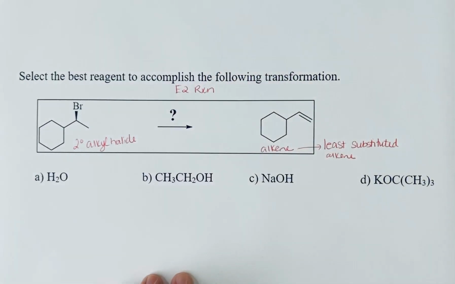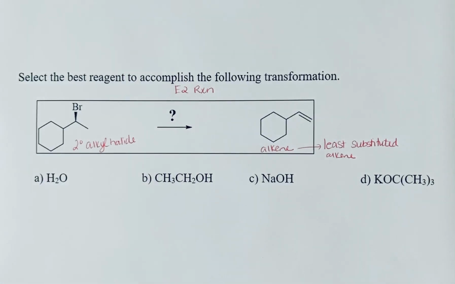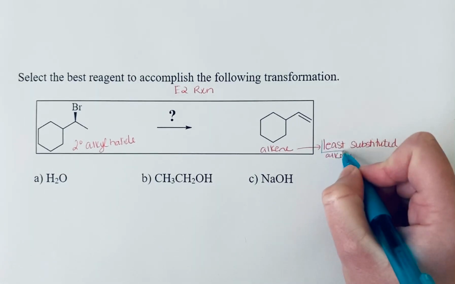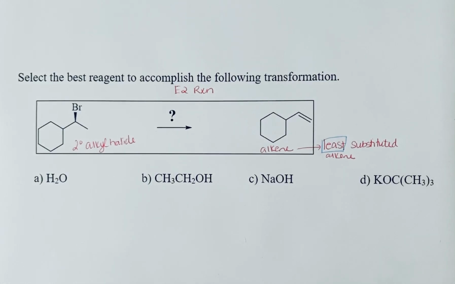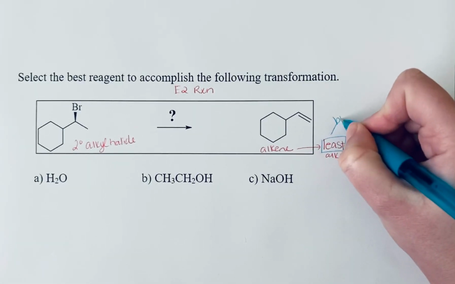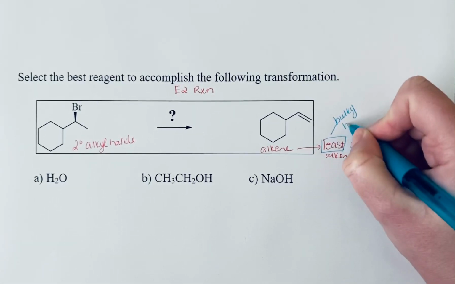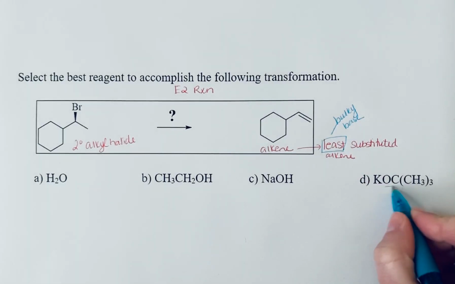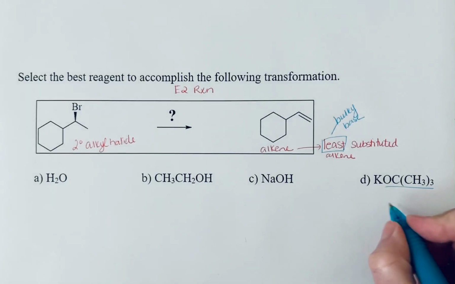And if we want to get that least substituted alkene, we've got to force the reaction in that direction. It's going to tend to form the more substituted alkene. In order to get the least substituted alkene, we have to force it by using a bulky base. And so a classic bulky base that we can use is something like tert-butoxide.